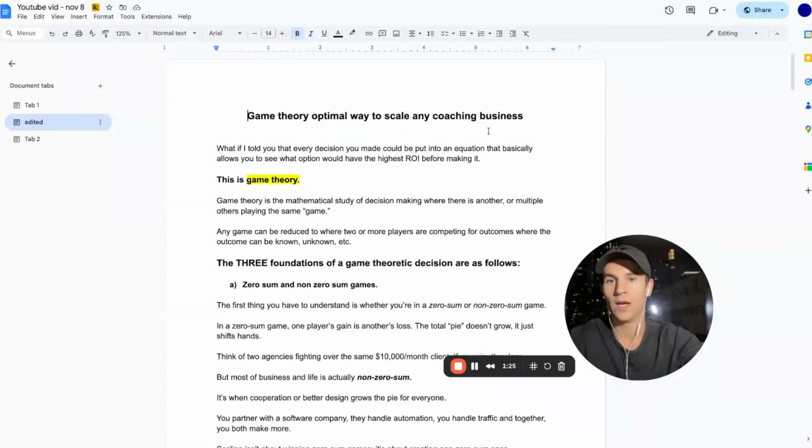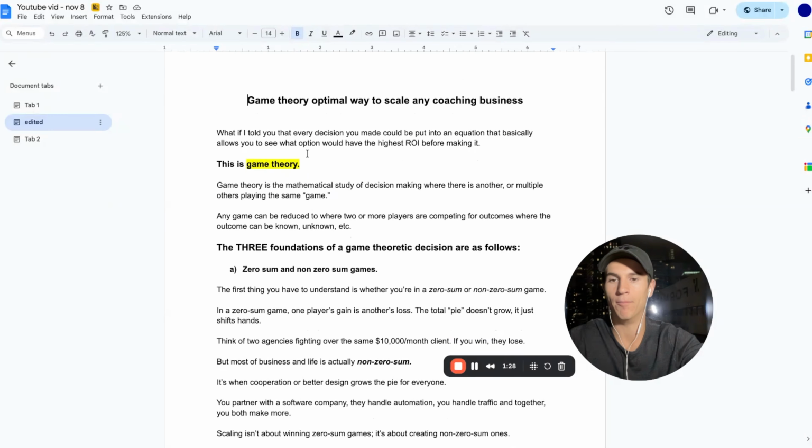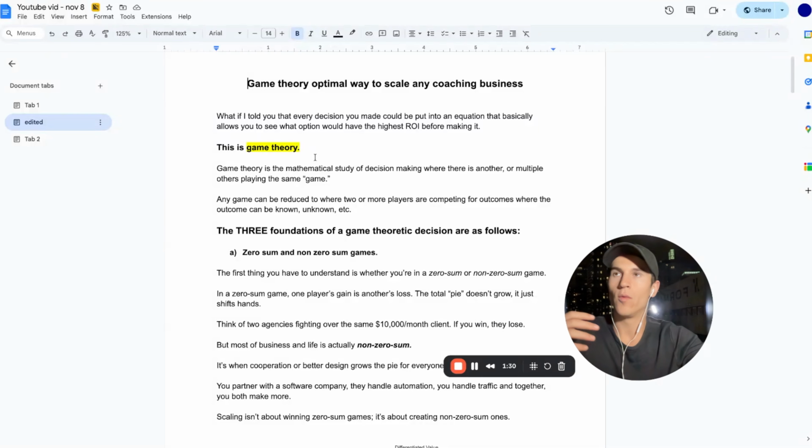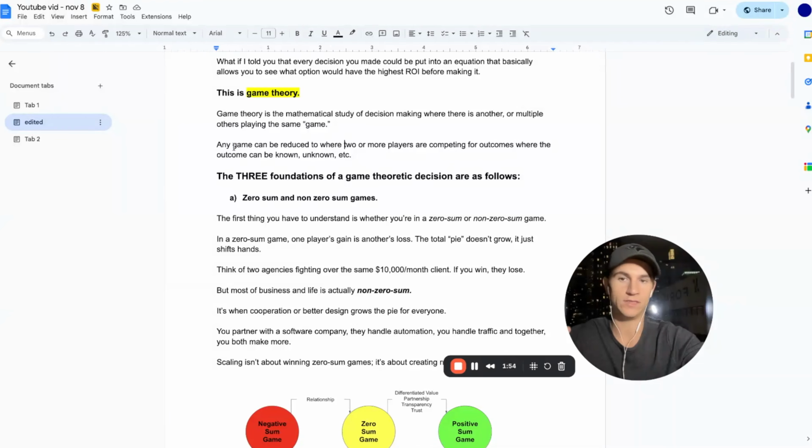Okay, so pretty much game theory is a mathematical study of decision making where there is another or multiple others playing the same game, right? So a competitor, like I said, or actually, let's say one of your prospects or one of your clients, or even a business partner could be a portion of that as well if you're in that sort of conundrum. And obviously any game is where you're competing for outcomes where the outcome can be known or even unknown.